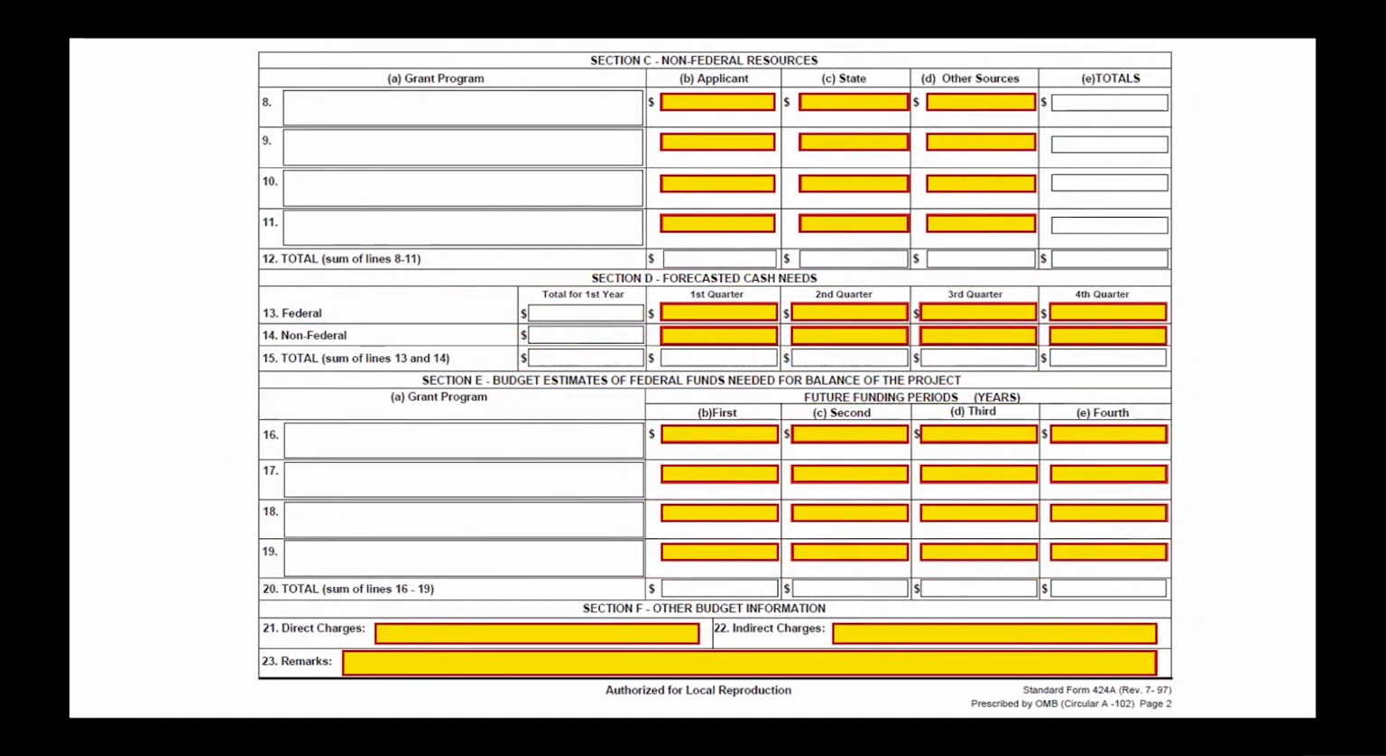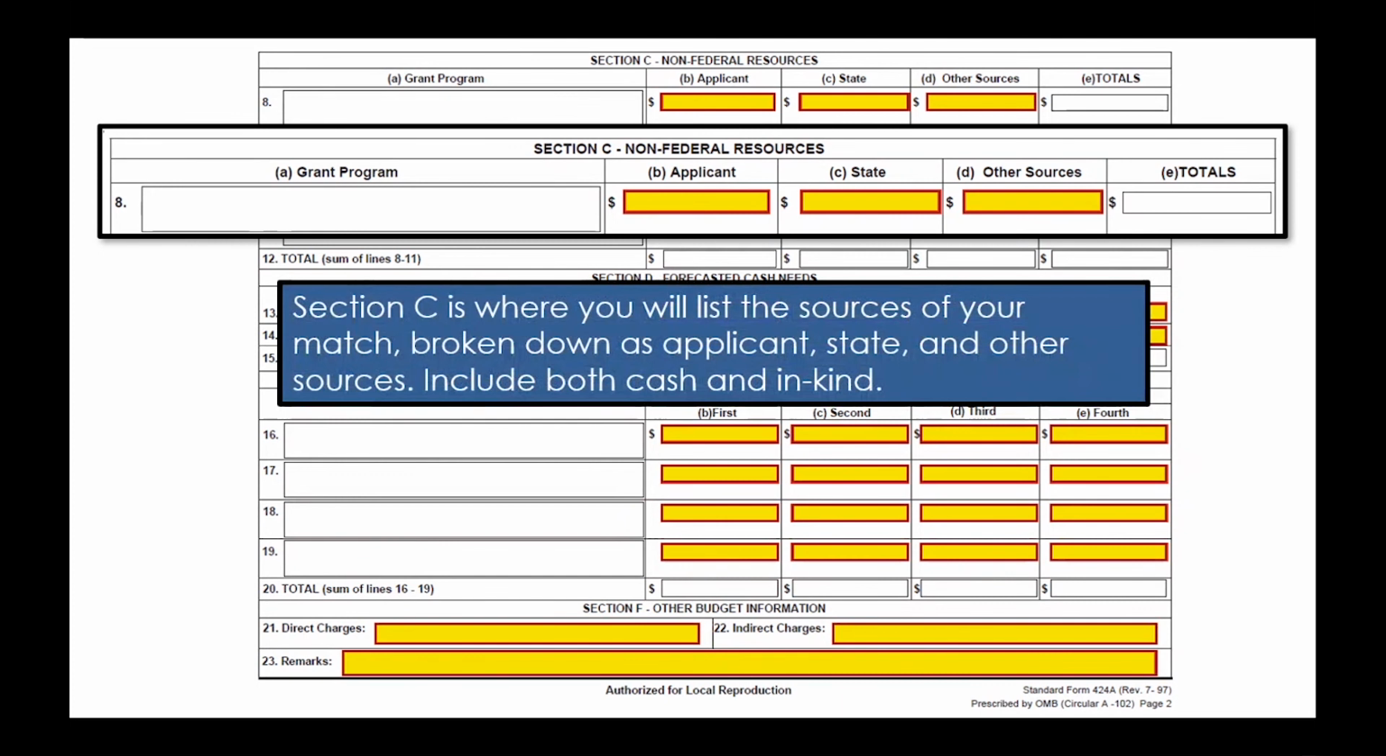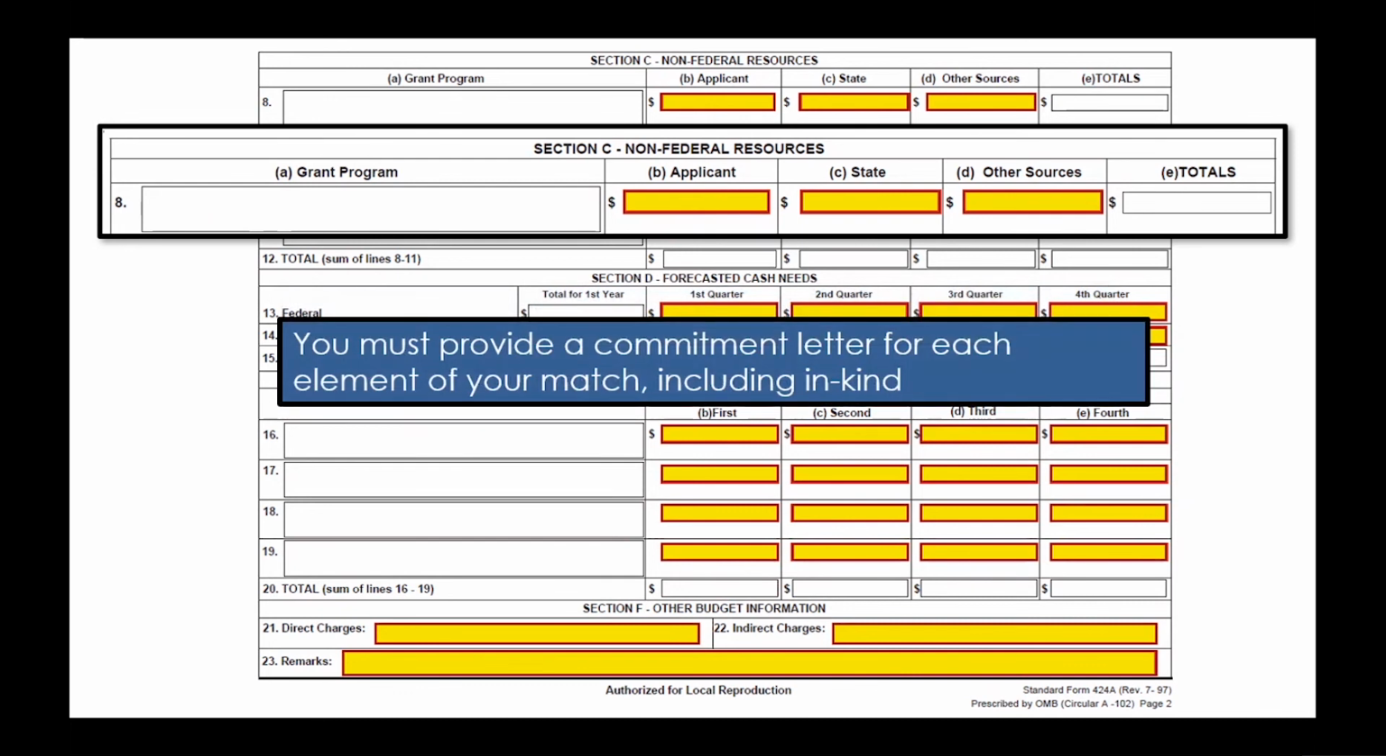Section C is where you will list out the sources of your matching funds. You will divide these out by applicant, that is, matching funds that you are bringing to the table on your own as an applicant, state funds, and other sources. For all three of these categories, you will include both cash and in-kind match in the amounts. You must provide a commitment letter for each element of your match, breaking out the specifics, particularly for in-kind contributions.